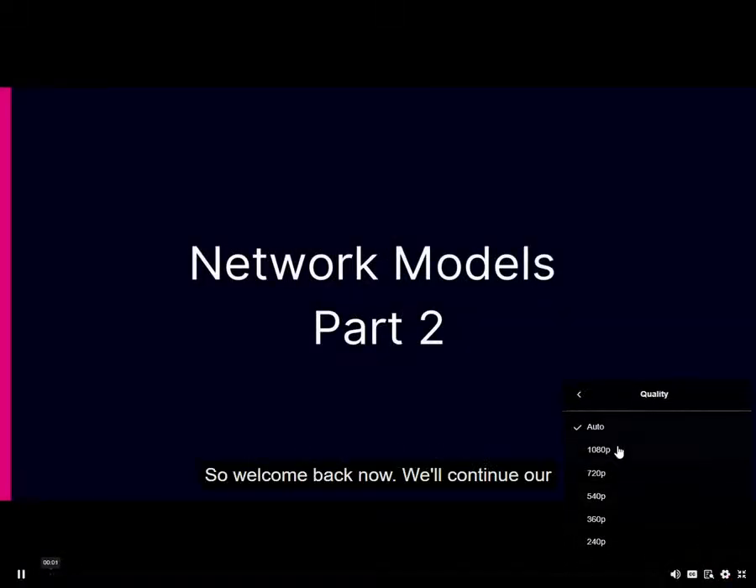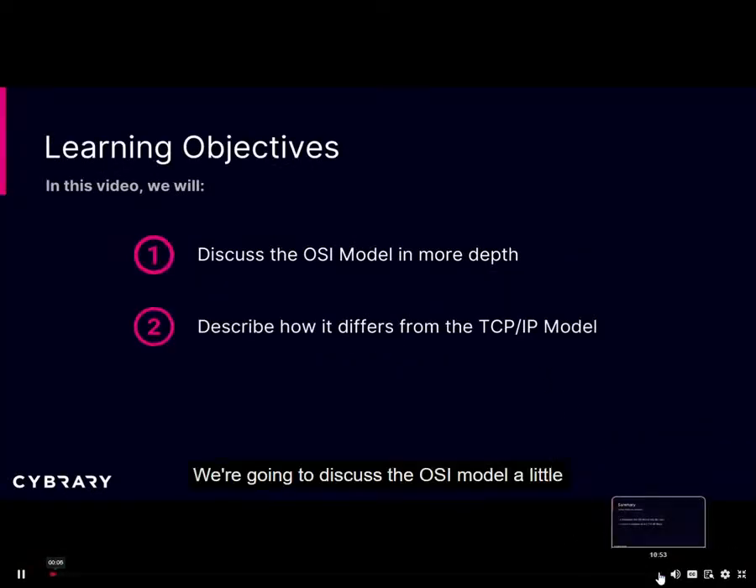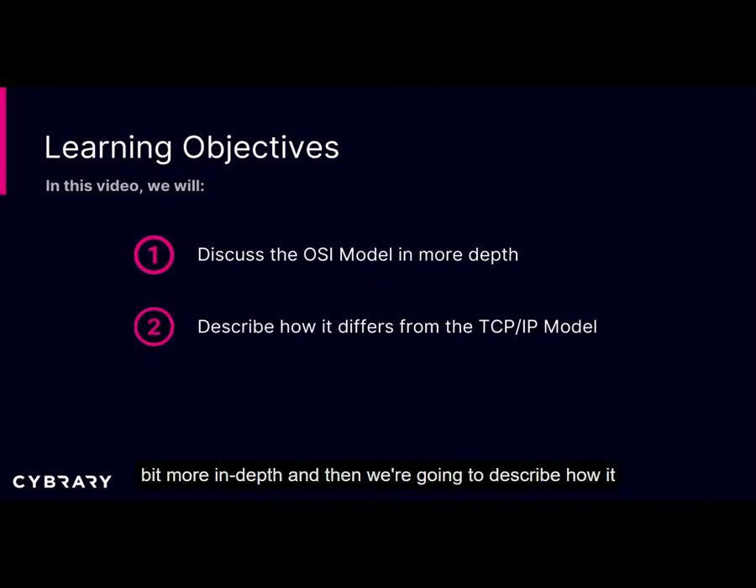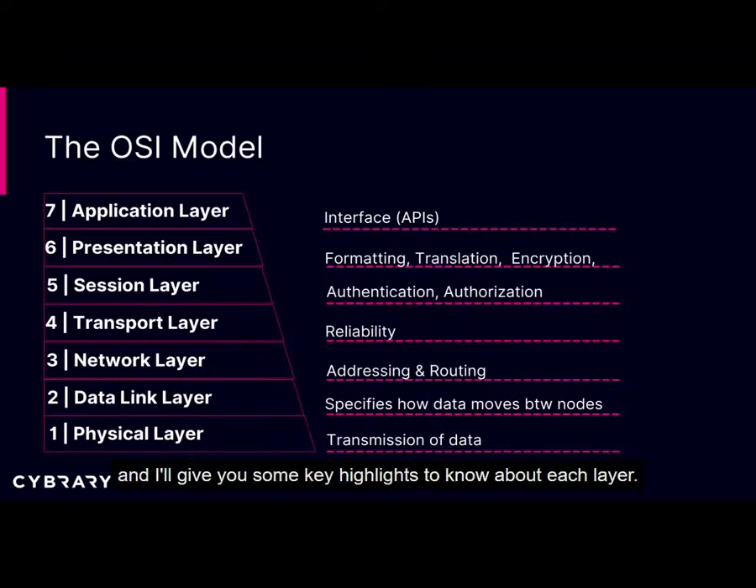So, welcome back. Now we'll continue our talk about network models. We're going to discuss the OSI model a little bit more in depth, and then we're going to describe how it differs from the TCP IP model. So, just as a review, here's a view of the OSI model that we talked about in the last lesson. Now we'll go over it a little bit more layer by layer, and I'll give you some key highlights to know about each layer.